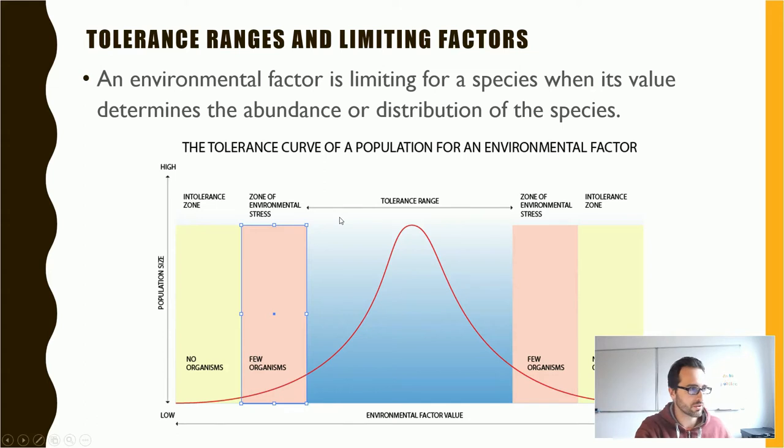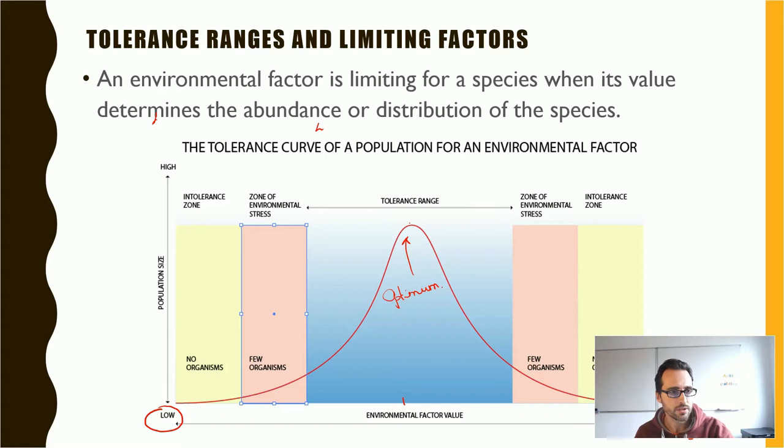As you can see in the graph, I'm going to try to draw here a little bit just to show you. This is the optimum for this species. We're going to explain the axis first. This is the environmental factor value, from high to low range. Imagine that this is temperature, or maybe light, or oxygen, or any other factor.